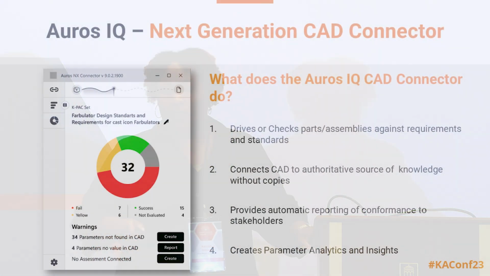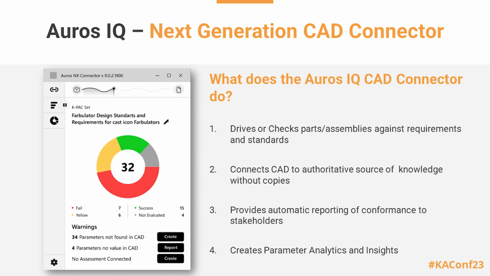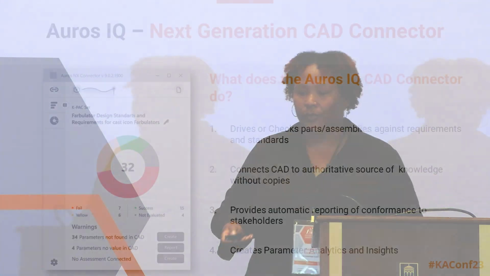So when I said that your knowledge is gold source, it's coming from the same place every single time a part is modeled. Next, it's gonna provide automatic reporting of conformance to stakeholders. So as your part is being changed, your model is being updated, the conformance of those evaluations are happening in real time and you can see them automatically from anybody that's interested in that information.